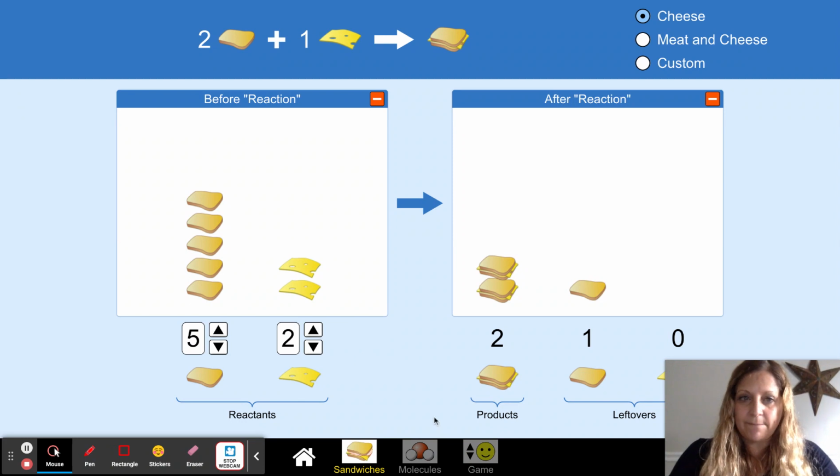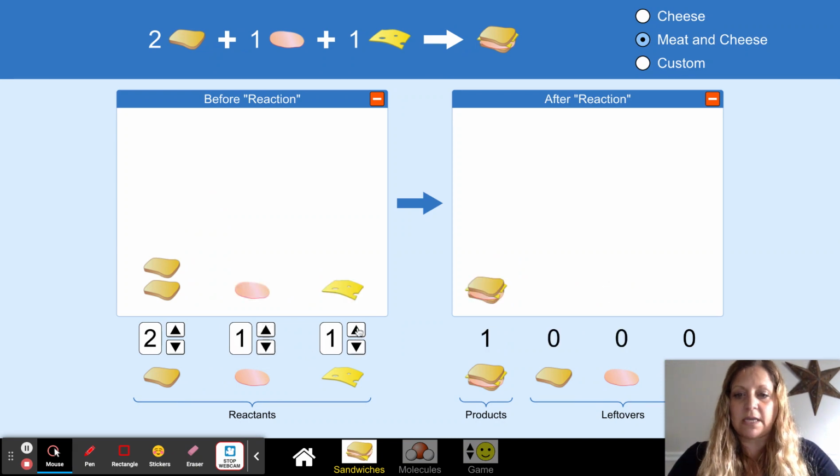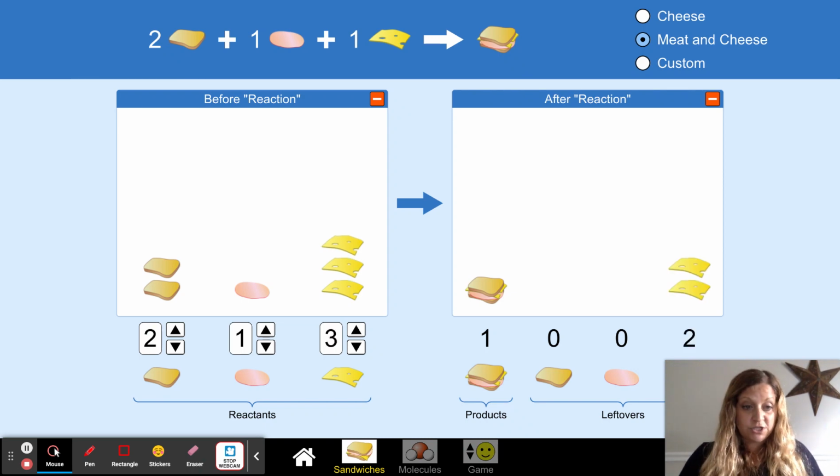So again, in this example, I was making a cheese sandwich. I can do the same thing with meat and cheese. If I wanted to make a meat and cheese sandwich, I have to have one piece of meat and one cheese, and that's going to determine that I can make one sandwich. Even if I have two, three, or four pieces of cheese, that doesn't equal four sandwiches because I don't have bread and I don't have ham. So the excess reactant in this one would be the cheese, and the limited reactants would be the bread and the meat.